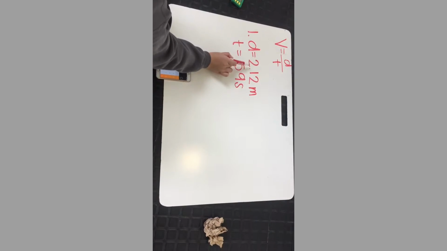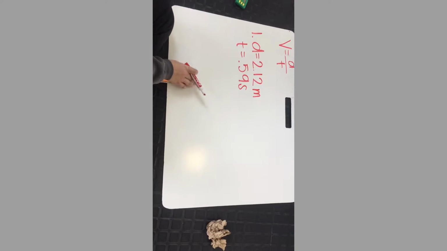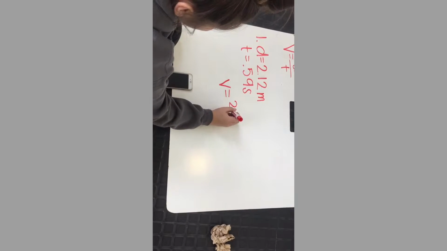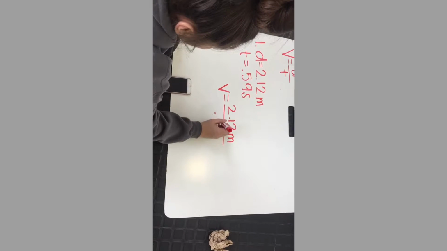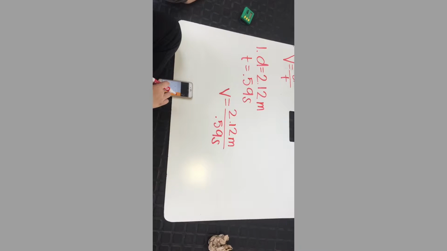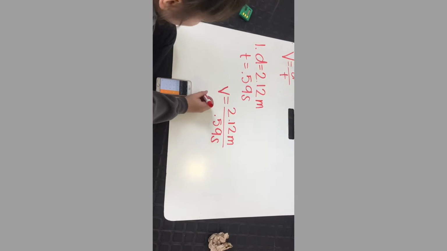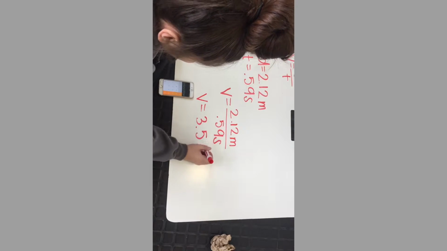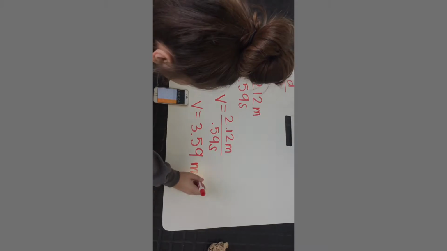Now for the first trial, we had a distance of 2.12 meters with a time of 0.59 seconds. Now to calculate this, we will take V equals 2.12 meters over 0.59 seconds. And when we calculate that, the wave speed will be 3.59 meters per second.